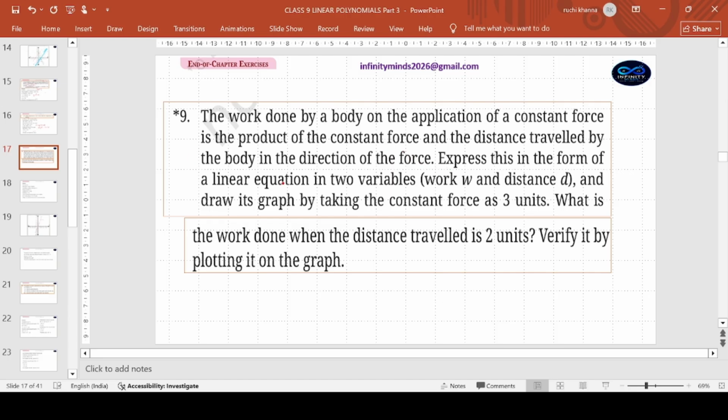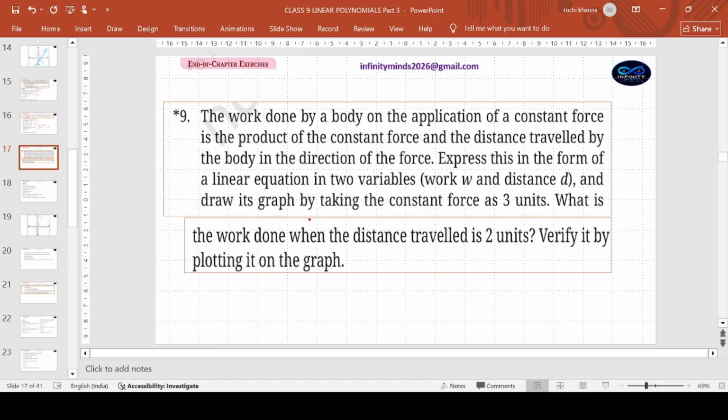Express this in the form of an equation in two variables where work is small w and distance is d, and draw its graph by taking the constant force as 3. What is the work done when the distance traveled is 2 units? Verify it by plotting on the graph. Yes, as I've already told you, the wording can confuse you. Read it 2 to 3 times to yourself.